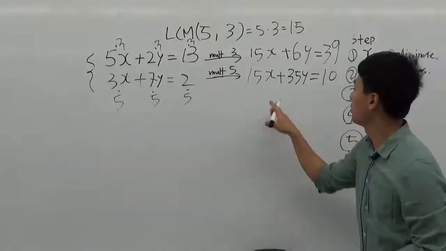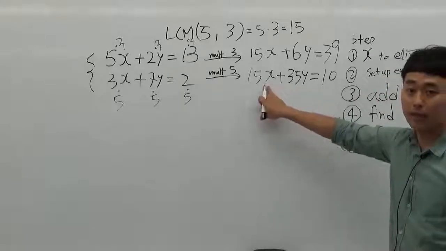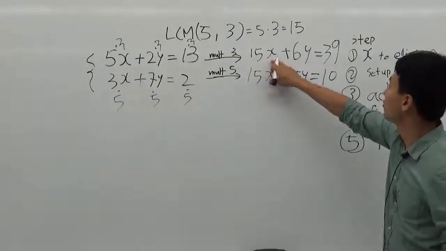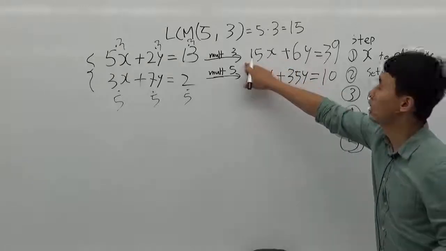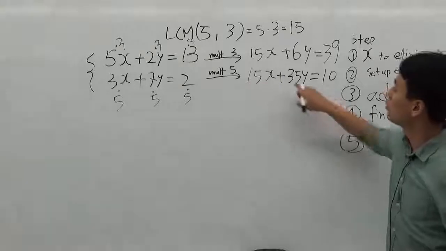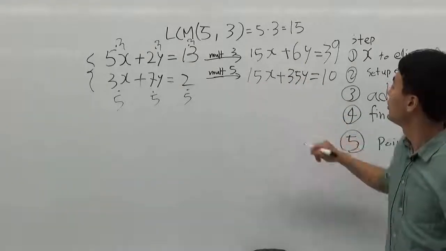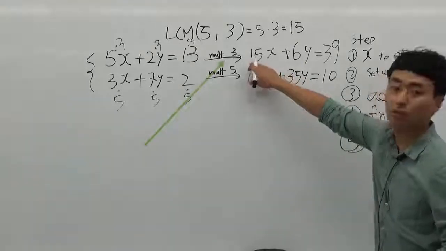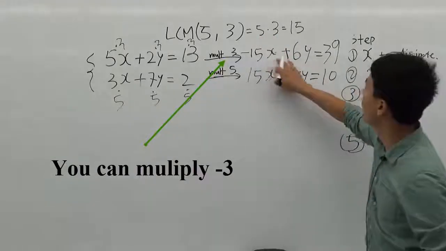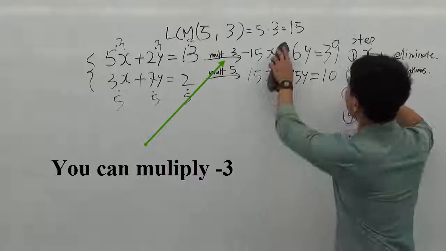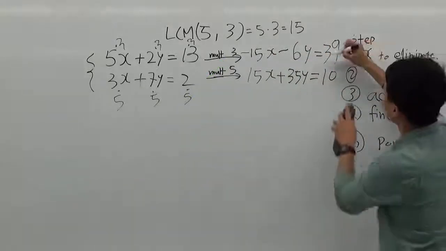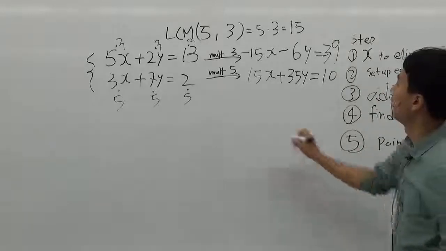So we have to eliminate the x. We have to set one equation to a negative sign, because we're going to add the two equations to eliminate the x. So I will change the sign of the first equation. I will multiply by -1 here and -1 here. So it becomes -15x minus 6y, and -1 here becomes -39.